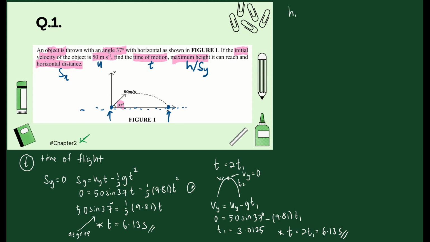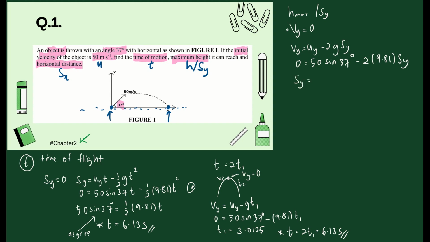Next, to find the maximum height, the symbol is SY. Again we apply the information that at maximum height our Vy is equal to 0. Then we apply the equation Vy squared is equal to Uy squared minus 2GSY. So 0 equals (50 sine 37 degrees) squared minus 2 times 9.81 SY. Then you will have your SY equal to 1.53 meters. Okay, so this is for maximum height.